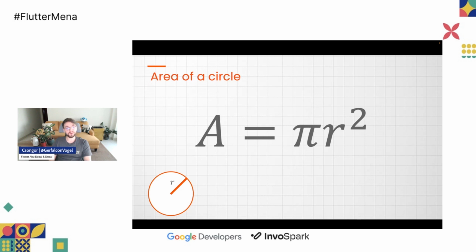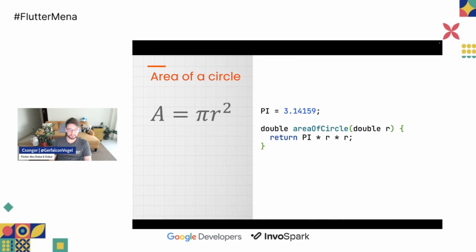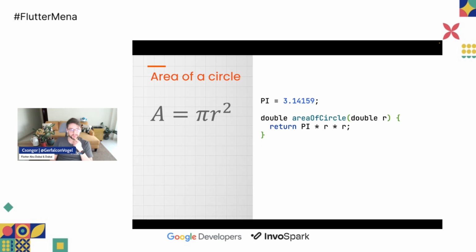So let's take an example about the area of a circle, where A equals πr squared. If we take a look at the Dart implementation, this is how it looks. We have one variable, pi, and one function called areaOfCircle, having only one parameter, radius, and we return the multiplication of these variables. There is no magic in that.